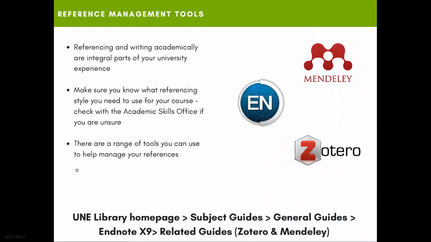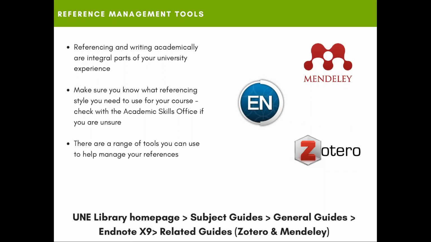Some people also like to ask about referencing management tools. Obviously referencing and writing academically are really important to your university experience. So you need to make sure what kind of referencing style you use. And it's really important for you to check with the Academic Skills Office if you're unsure about which referencing style you need to use. And it's also important to note that there are a range of tools available to you to help manage your references.